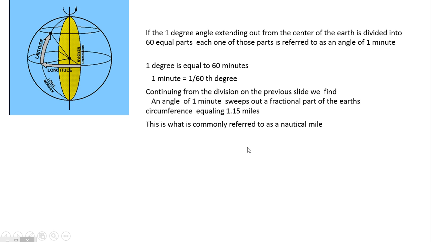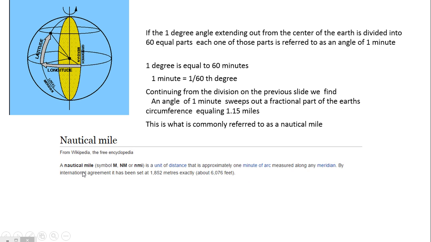That's commonly what we call a nautical mile. A nautical mile is that arc length along the surface of the Earth formed by an angle extending from the center of the Earth, sweeping through 1/60th of 1 degree, or 1 minute of arc. 1 minute of arc is commonly going to give us 1 nautical mile along the surface of the Earth.